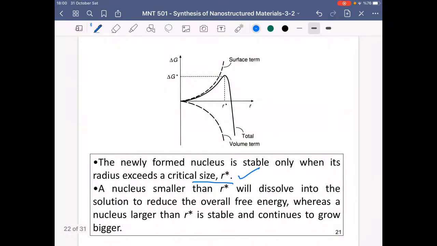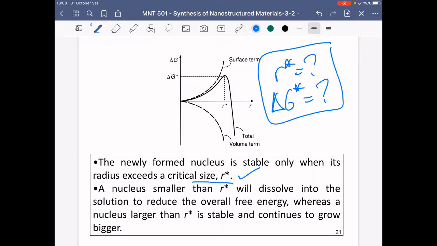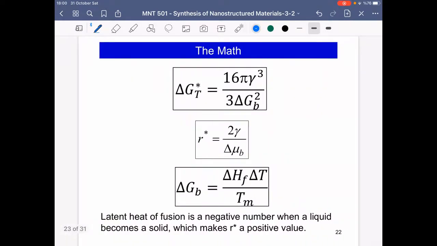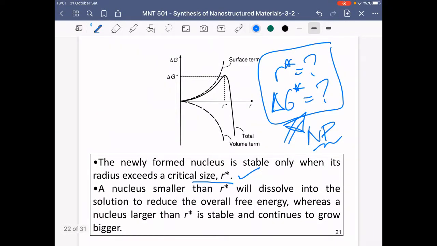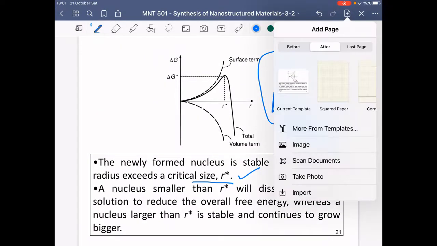Okay, an important question for you would be to derive R star and delta G star to see exactly what is affecting these two things in my nanoparticle growth. If you do that, which I'll try to do now with you if I can, you're going to come up with these two equations. So can we do that now together? How do we do that?